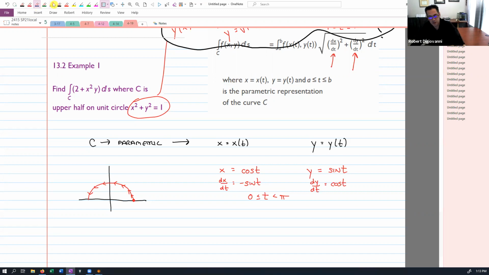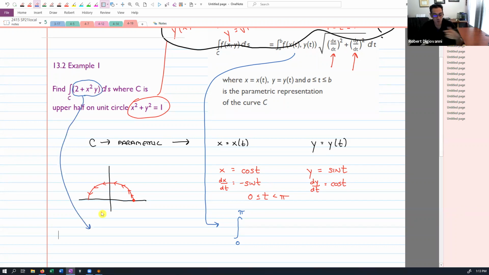So I'm going to now take this integral and start writing it down. The integral is going from a to b, where a and b are the restrictions on t, which for us is 0 to pi. Now understand I only went to pi because we want half the circle, right? Not the whole thing. And then this right here, f of x of t, y of t, means you take the original function that we're integrating, which is this right here, and replace the x with what we are saying x is. So this becomes 2 plus, x is actually cosine t, but we have to square it because it's x squared, and then times y, and y here for us is sine of t.